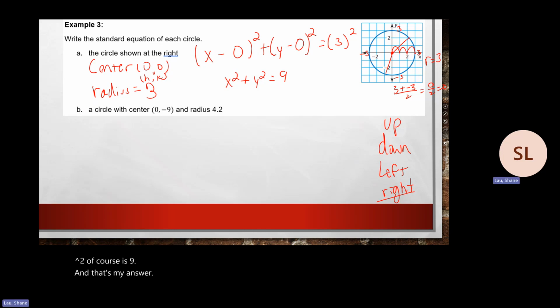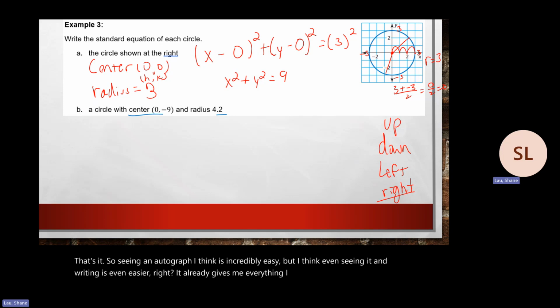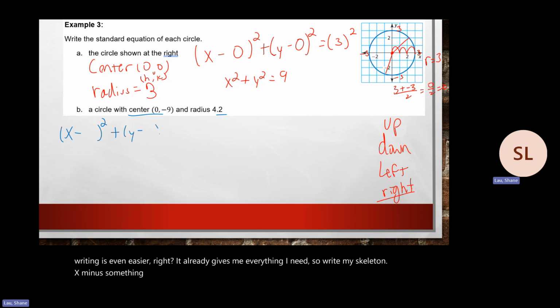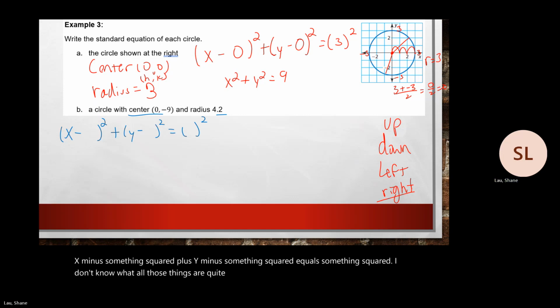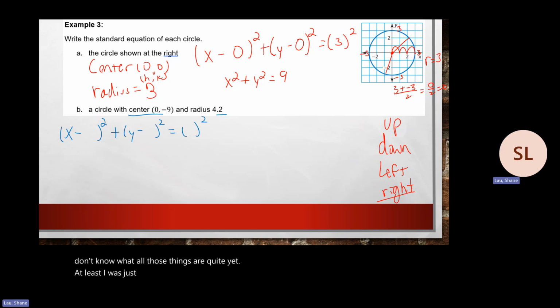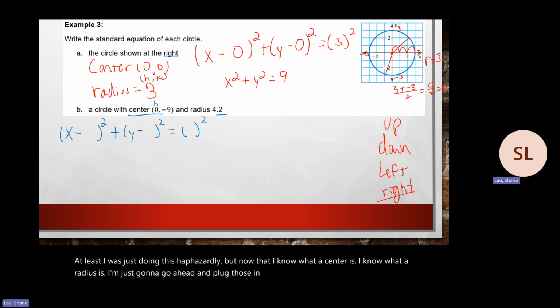So seeing it on a graph, I think is incredibly easy, but I think even seeing it and writing it is even easier, right? It already gives me everything I need. So write my skeleton, x minus something squared plus y minus something squared equals something squared. I don't know what all those things are quite yet, at least if I was just doing this haphazardly. But now that I know what a center is, I know what a radius is, I'm just going to go ahead and plug those in. Remember, my h, my k, my r value.